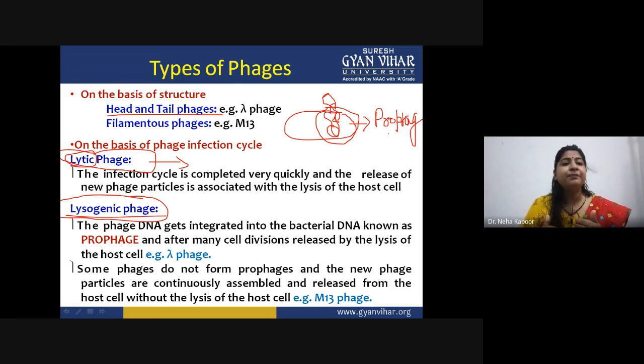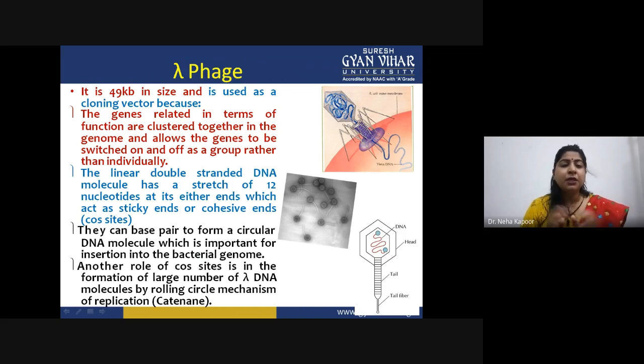But if M13 phage is undergoing this cycle, it does not form a prophage. However, the new phage particles are continuously assembled. It takes some time, but they are released out of the host cell without lysis of the host cell, because it follows a different pathway, that is the rolling circle mechanism. For example, M13 phage. So first we will be discussing lambda phages.